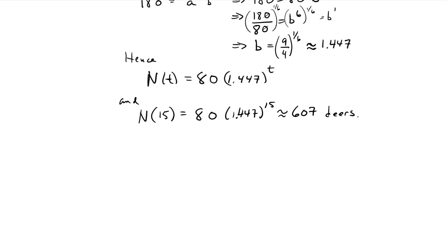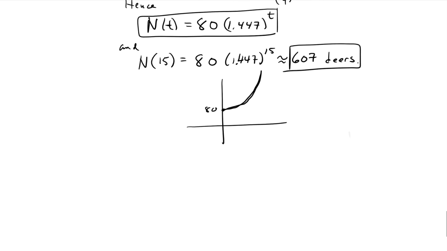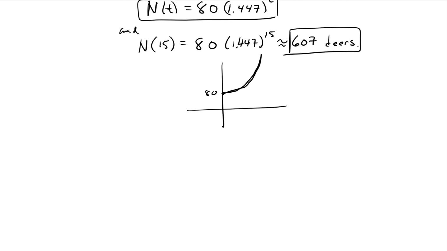Okay, so what's going on here? You've got your population that goes like that. It starts at 80 and then just increases real fast. Okay, those are the two things we wanted to find. Next example is simpler in the sense that it's just a math question. In that sense there's no word problem here.